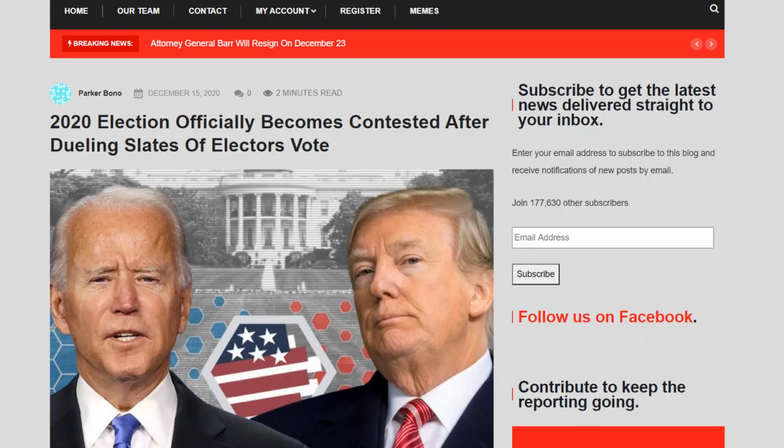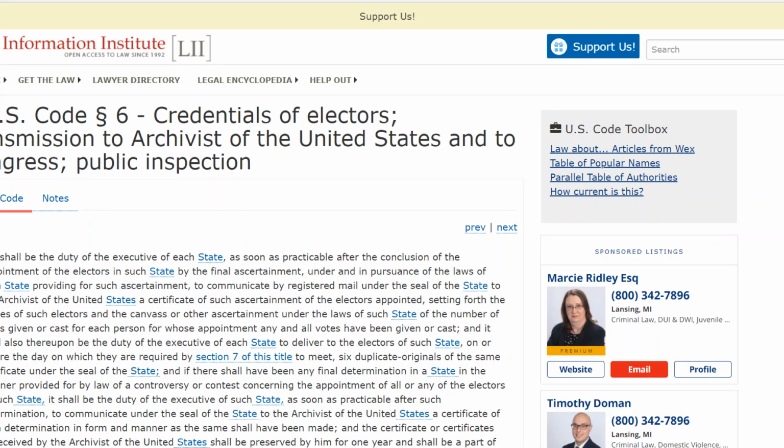If an election had been contested, as the 2020 has, 3 U.S. Code Section 6 also provides that, quote, if there shall have been any final determination in a state in the manner provided for by state law of a controversy or contest, then the governor must, as soon as practicable after such determination, communicate under the seal of the state a certificate of such determination in form and manner as the same shall have been made.